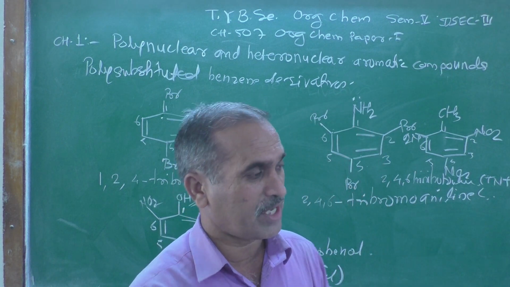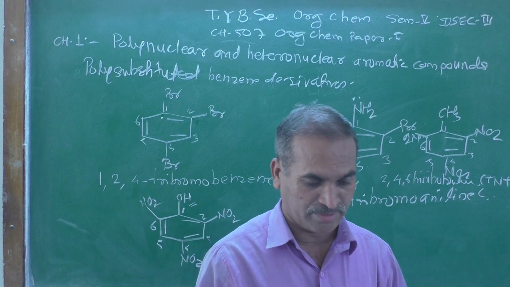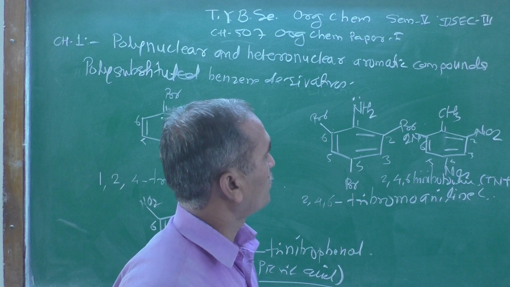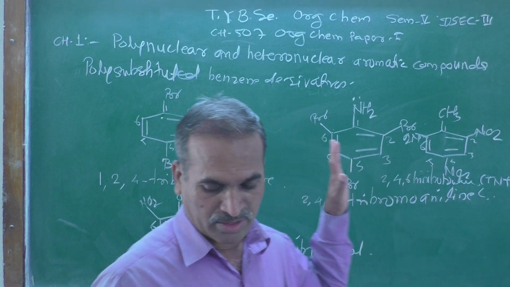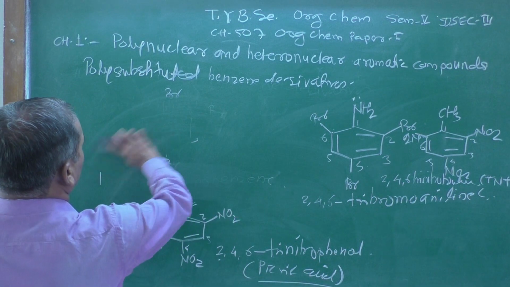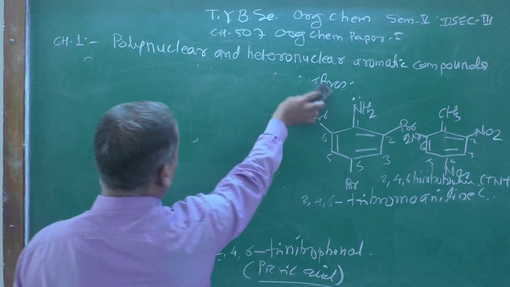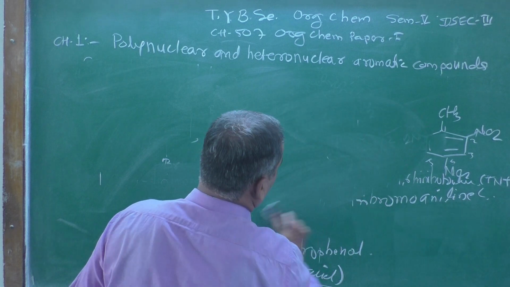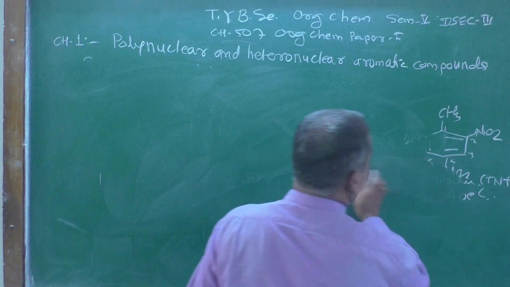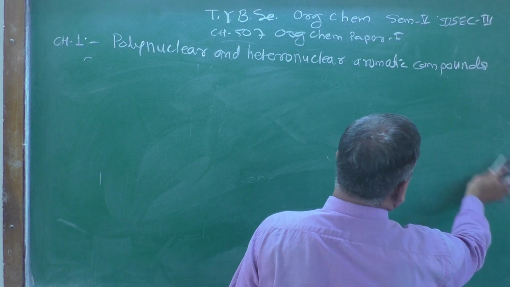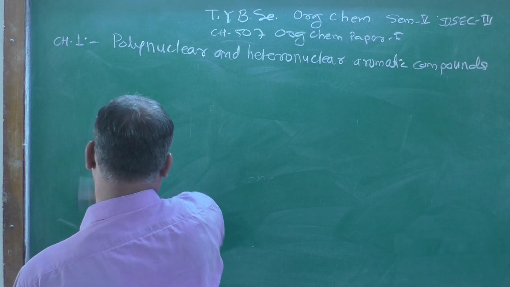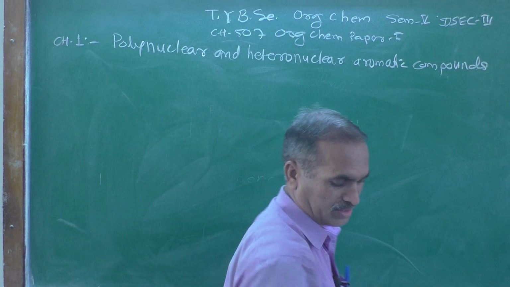In this way we have seen the general introduction of polynuclear and heteronuclear aromatic compounds. We are talking about aromatic compounds. The simplest aromatic compound is benzene, and that is the discussion so far. Before the structure, we have seen some of the nomenclature system of benzene.